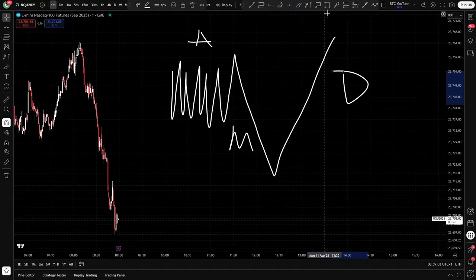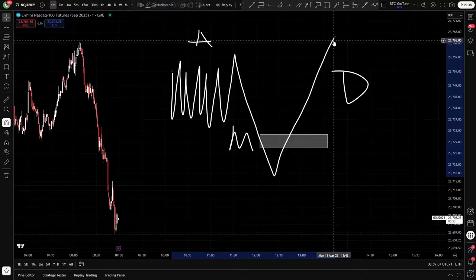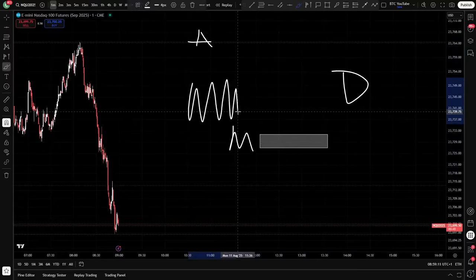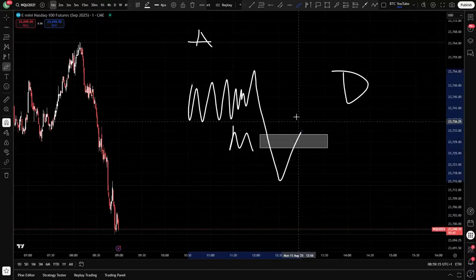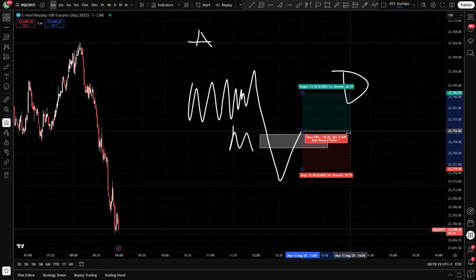But basically, this is the strategy. I'm just looking to get in on a nice inverted fair value gap back to the upside on the way back up. So you've got your accumulation doing something like this. You get your manipulation down, and then you're looking to enter as you invert a fair value gap back to the upside like this.